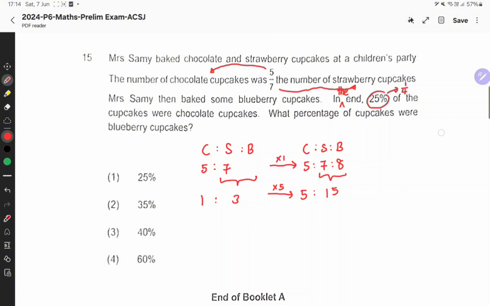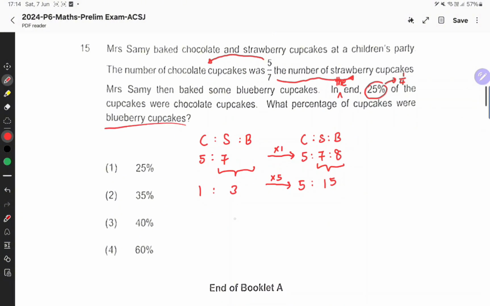Okay, so what percentage of cupcakes were blueberry cupcakes? It's 8 over the total, which is 20, times 100%. Now, fraction times fraction, we're going to do our cancellation method. Cancel the 0 first, and 2 and 10. So 2 divided by 2 gives us 1, and 10 divided by 2 gives us 5. 8 times 5 will give us 40%. 40 over 1%, which is 40%. So therefore, your answer to question 15 is 3.